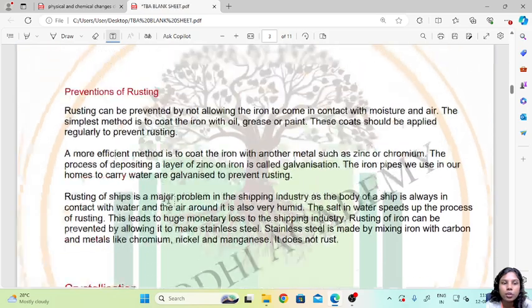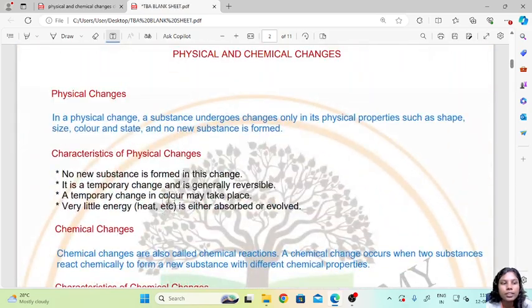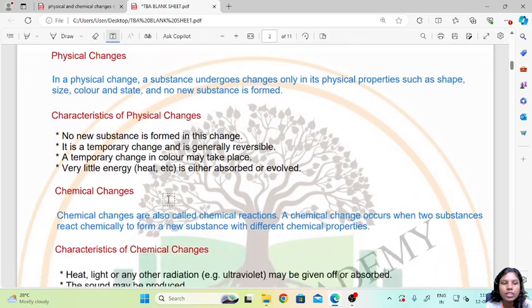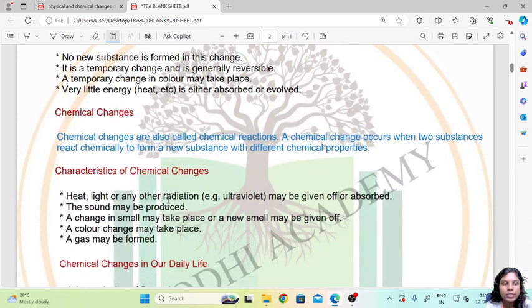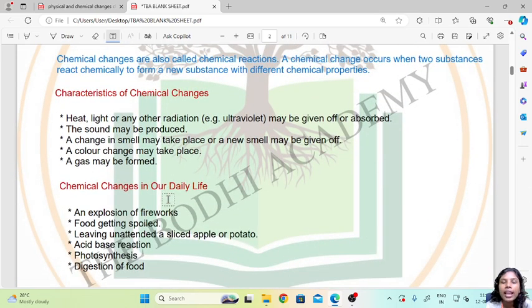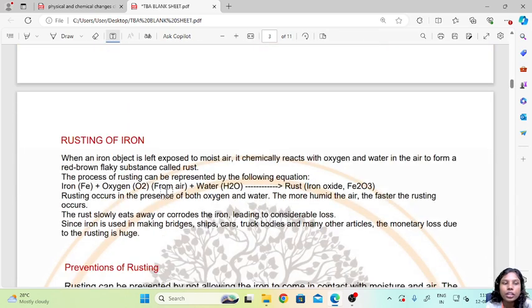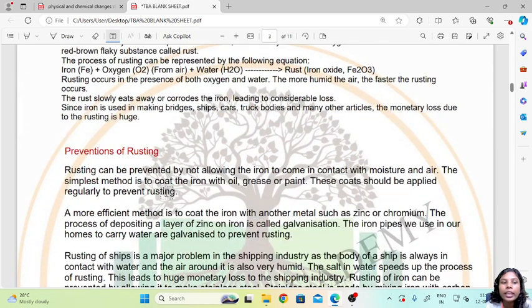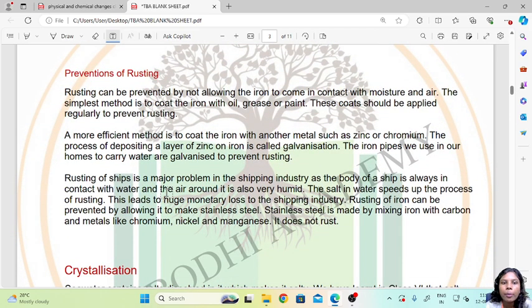So that was it for this chapter. In this chapter we discussed the various physical changes, then we talked about their characteristics. We further went to the chemical changes, talked about their characteristics, and we also understood some daily life examples which have this phenomenon of chemical changes. Further, we understood the rusting of iron, what chemical reaction happens. Then we also learned how we can prevent rusting from happening, starting at a low scale.